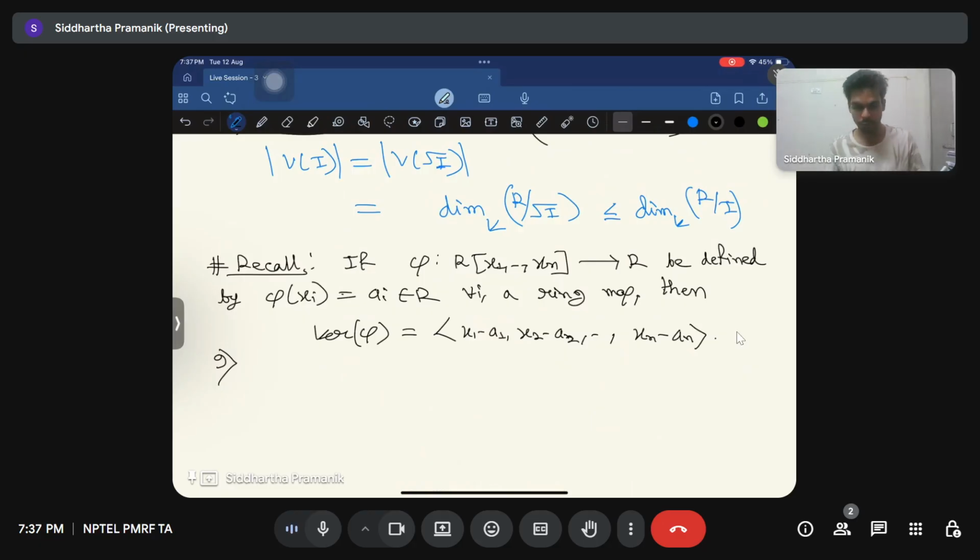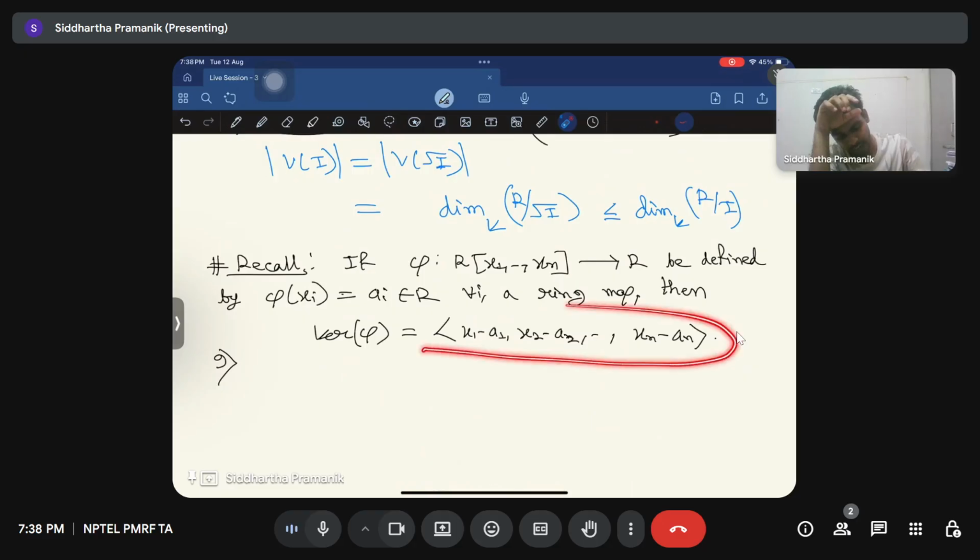Now let's use this to do the next problems. The proof is also easy. I think the same proof was done in the case when R is an algebraically closed field, to give a description of the maximal ideals of polynomial rings over algebraically closed fields. So one can use the same proof here to prove that the kernel of this homomorphism is the ideal generated by these polynomials.